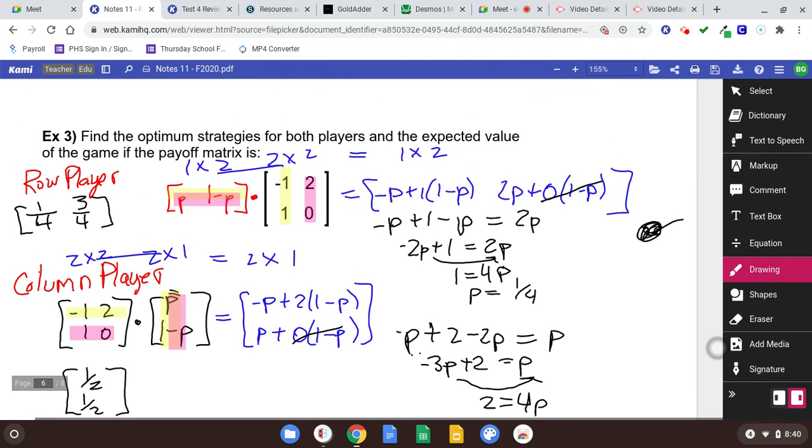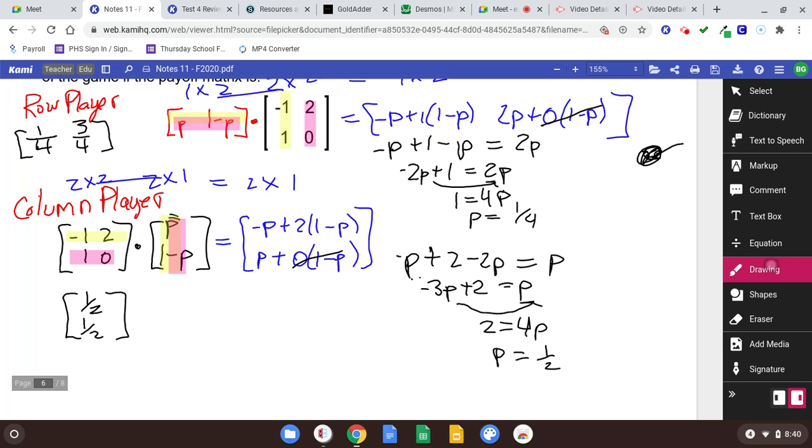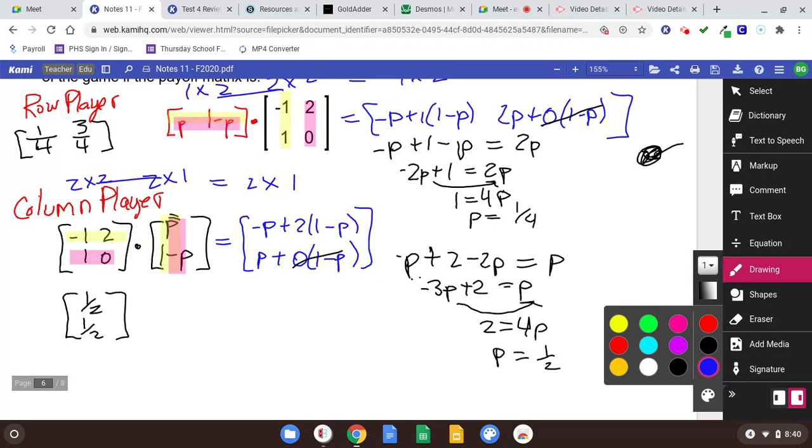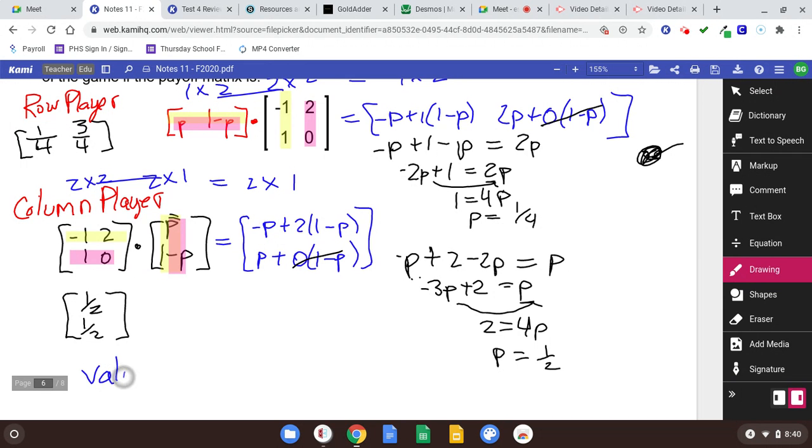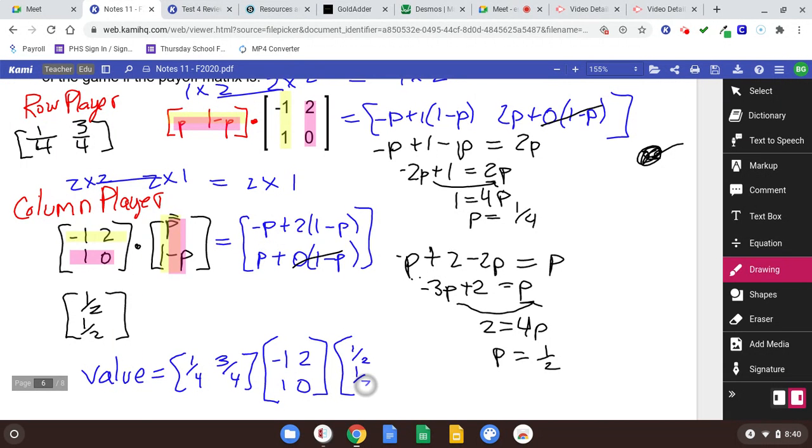How do we find the value of the game? We multiply. So for the value of the game, we're going to multiply 1/4, 3/4 times the payoff, negative 1, 2, 1 and 0, times the column, 1/2, 1/2, like that. All right, and the dimensions of the matrices have to be right. If you mess up the dimensions of the matrices, or any one of the matrices, you're going to get an error. So if you get a calculator error or something, it's because you messed up the dimensions.